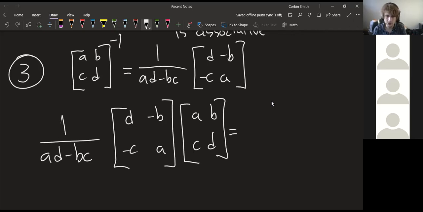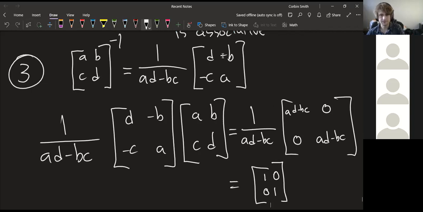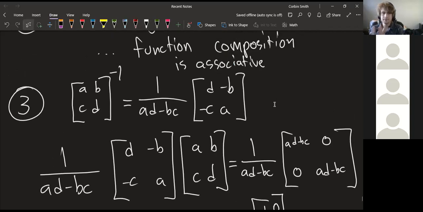And so if we matrix multiply this, we're going to get 1 over AD minus BC times the matrix. That's going to be A times D minus B times C, so we get AD minus BC here. And then we have D times B minus B times D, so that's a 0. And then we're going to have minus C times A plus A times C, so that's another 0. And then minus C times B plus A times D, that's going to be AD minus BC. So this gets us back to our identity matrix. So matrix multiplication is super cool, does a lot of nice things.